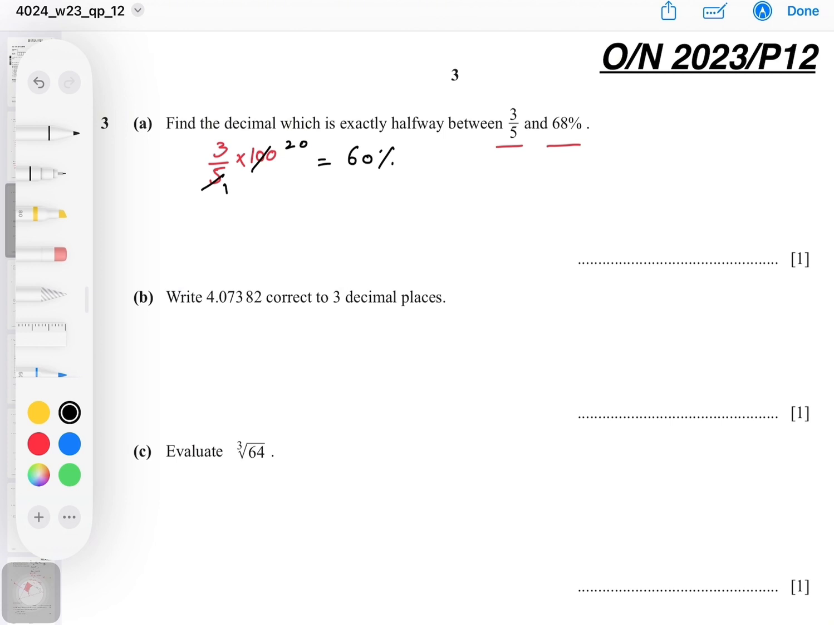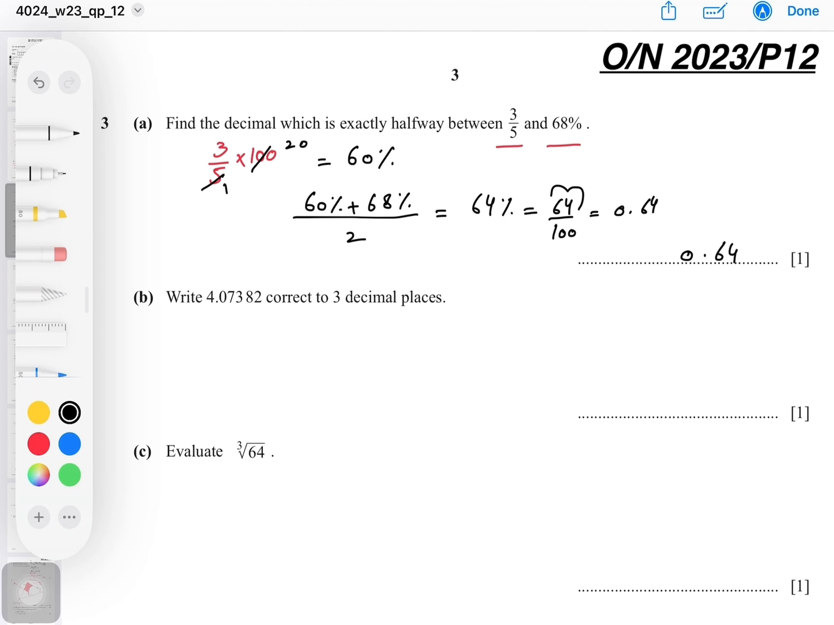So we will find out the halfway of 60% and 68% divided by 2. So it will be 64%. And after removing the percentage sign, I'll get 64 over 100. So I'll take jump. It will be 0.64. So the answer is 0.64.